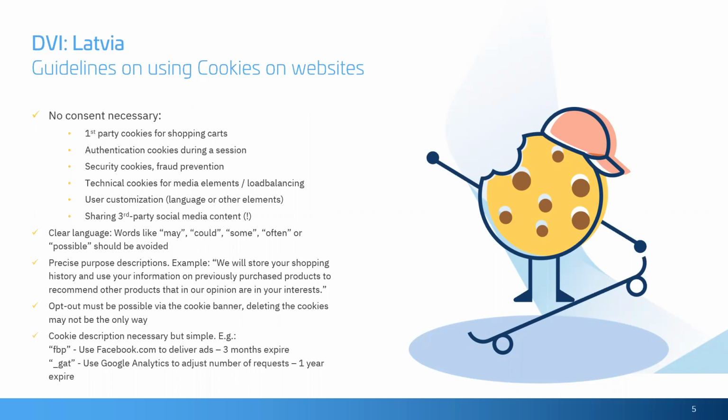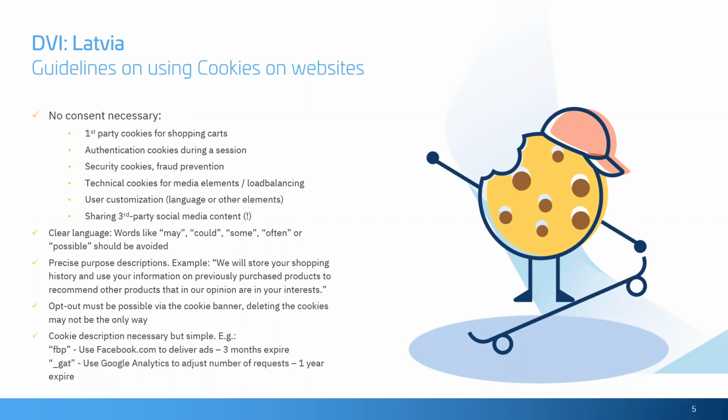I added an exclamation mark to this because for most other data protection authorities, the guidance is different. They also say that they like to see clear language. Clear language means you should avoid words like may, could, some, often, possible, so all words that are not 100% clear. You should rather say something like, we will store data, and not we may or we could store data.